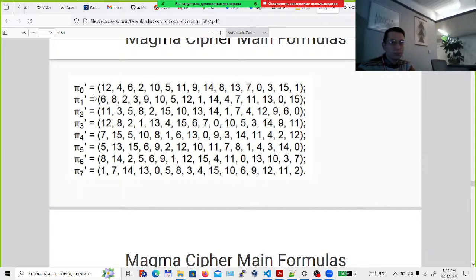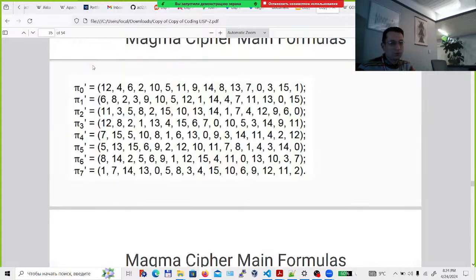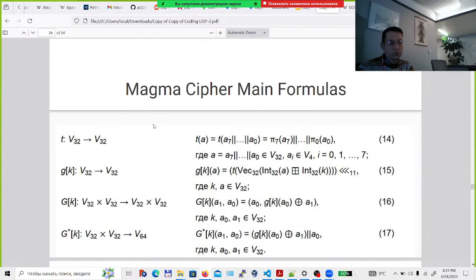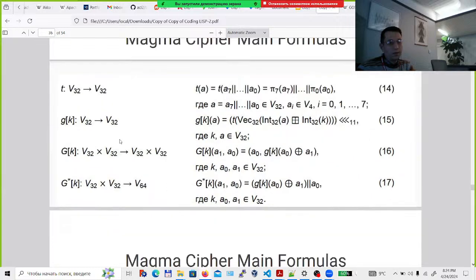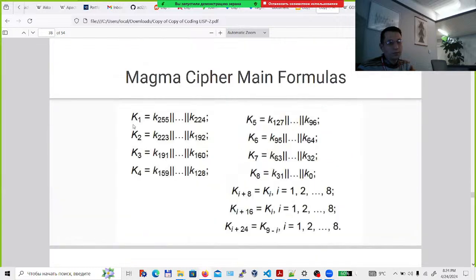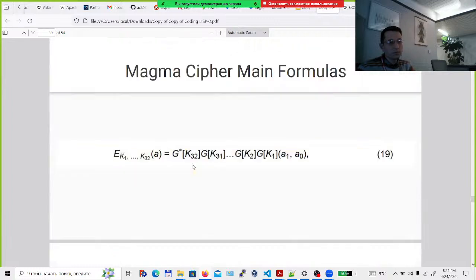For example, the Magma cipher is just a particular implementation of this idea. At first, we do some permutations. Those permutations are used by the transition function, which is implemented for each round. They're all the same for each round. And we have a set of keys, which are formulated with concatenation. This is how we do encoding here.